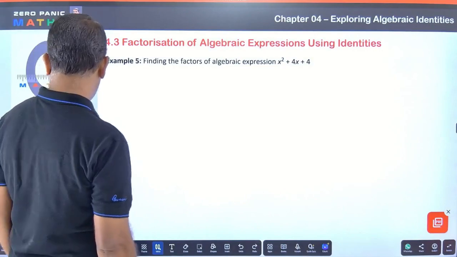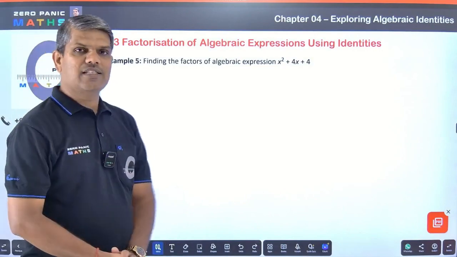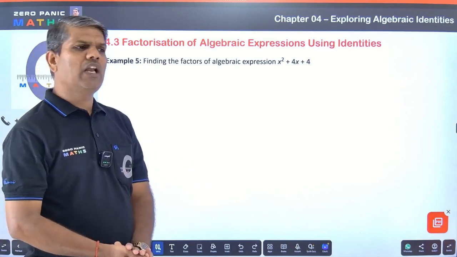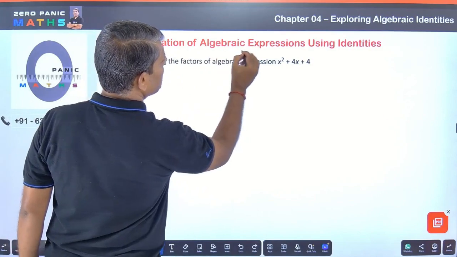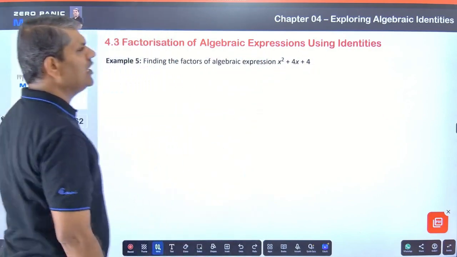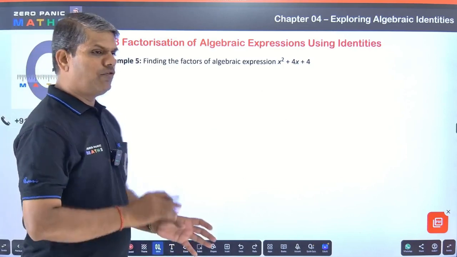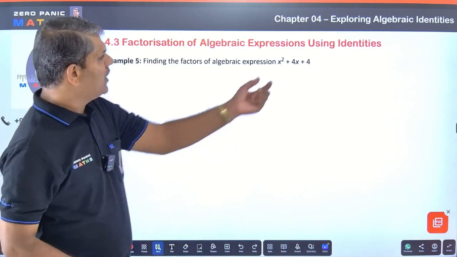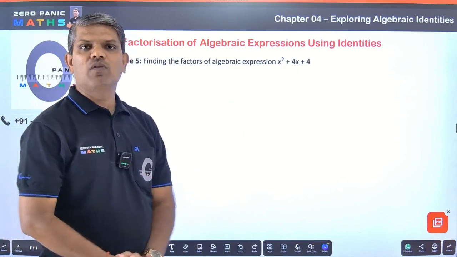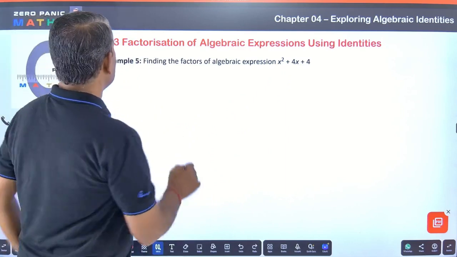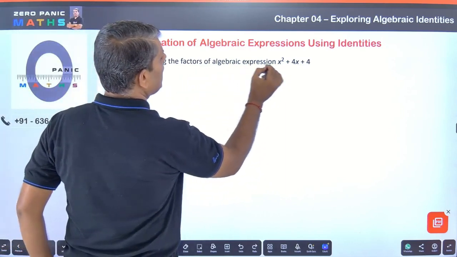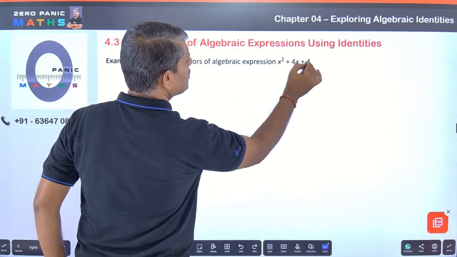Now we are done with the exercise set 4.1. It was very simple. Now let us see the next concept, factorization of algebraic expressions using identities. How can I find out the factors of these algebraic expressions by using the identities only? Now let us do that. Let us find the factors of the algebraic expression x square plus 4x plus 4.